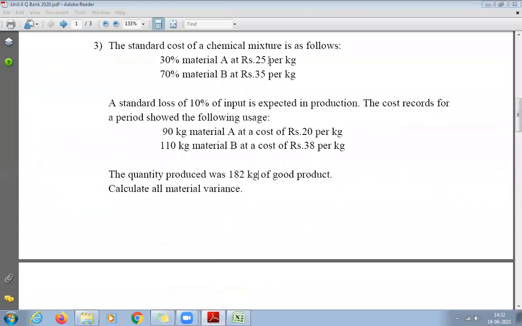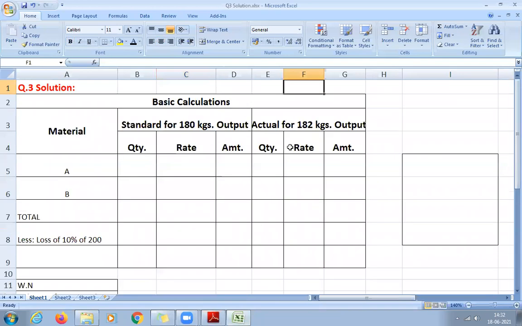And I know the standard price also is given directly here. Standard price is given, 25 and 35. So no need to calculate. You can directly substitute. So read on what all we calculated. So we got 60 and 140 quantity. Price is given, 25, 35. So now you multiply, you will get the total amount.